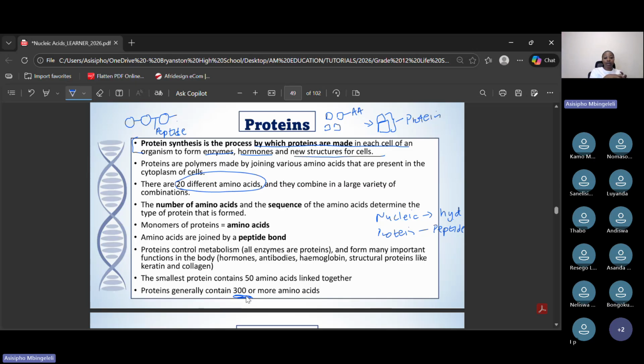So if you're having a proline, it doesn't mean you'll have a proline and another one and different ones. You can have a proline and then a repeated proline and then an arginine, a proline again, tryptophan, alanine, and so on. From the 20 that we have, they may be repeated in order for us to form a long chain. Now, the number of amino acids and the sequence of amino acids determine the type of protein. So the protein that is going to be formed will be determined by the number of amino acids that are bonded together and the actual sequence of the amino acids.